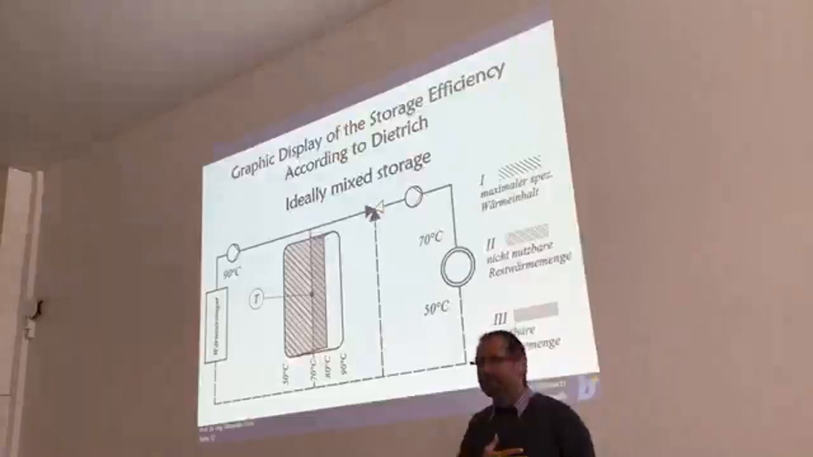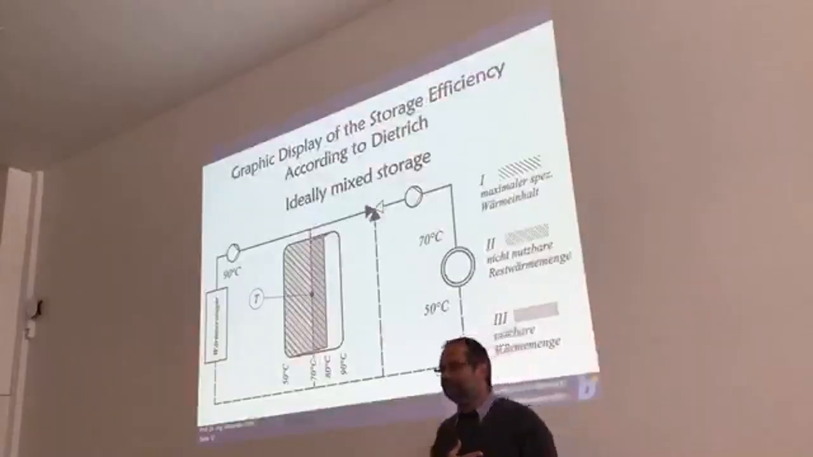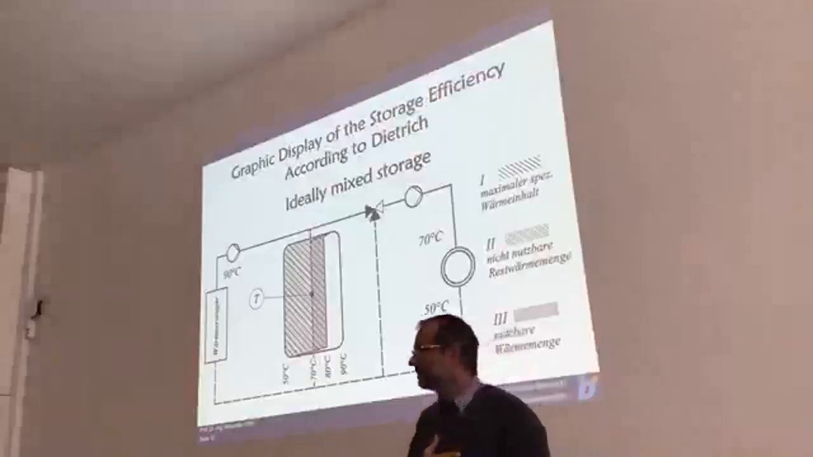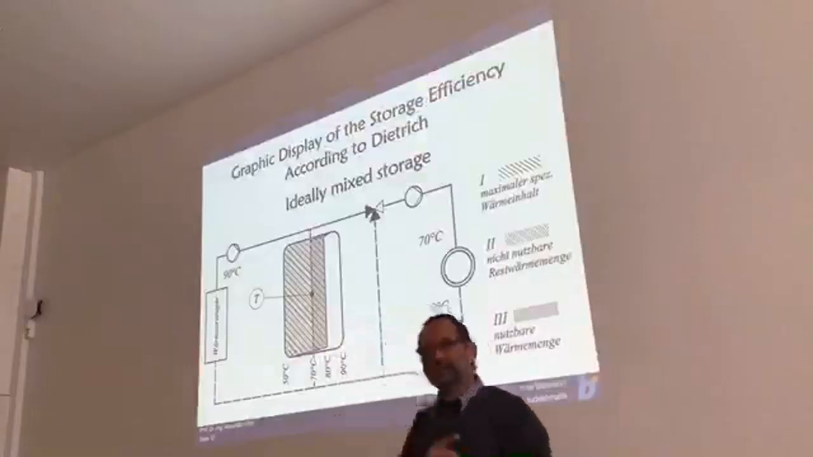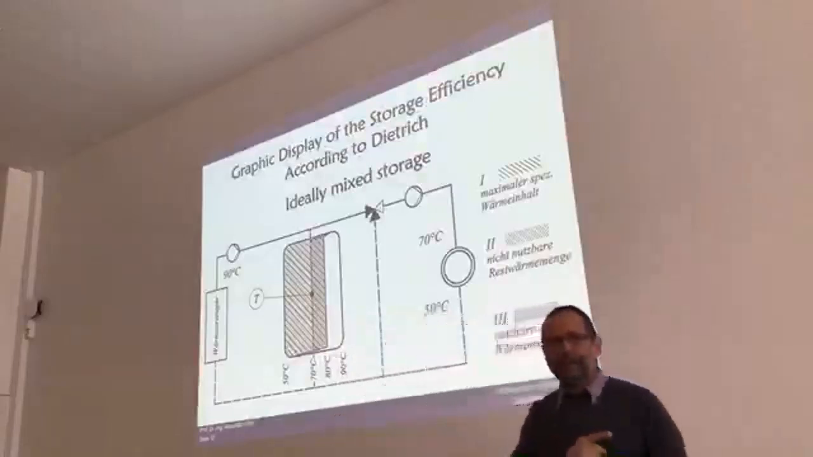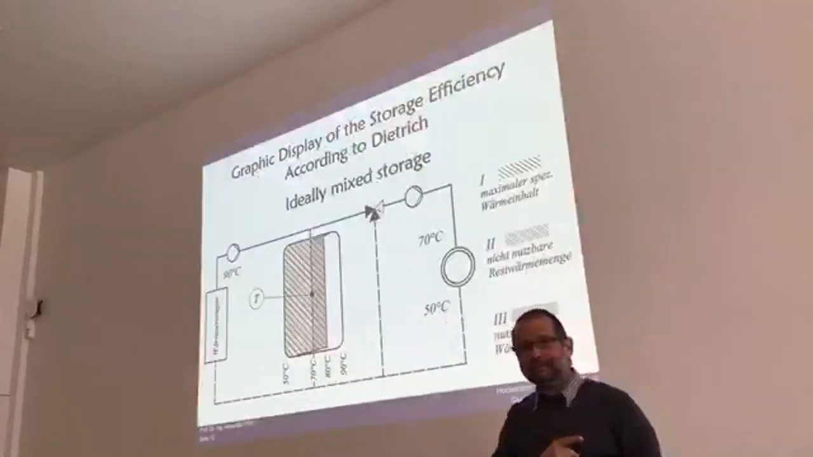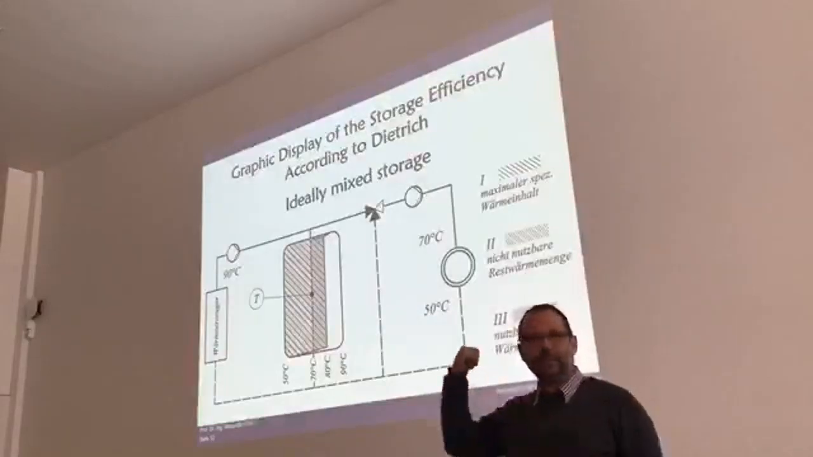Anyone an idea? Two. You need two sensors? Yeah. And where do you place them? Up and down. Up and down. I gave a question to you. Why do you need two sensors if the temperature is everywhere the same?